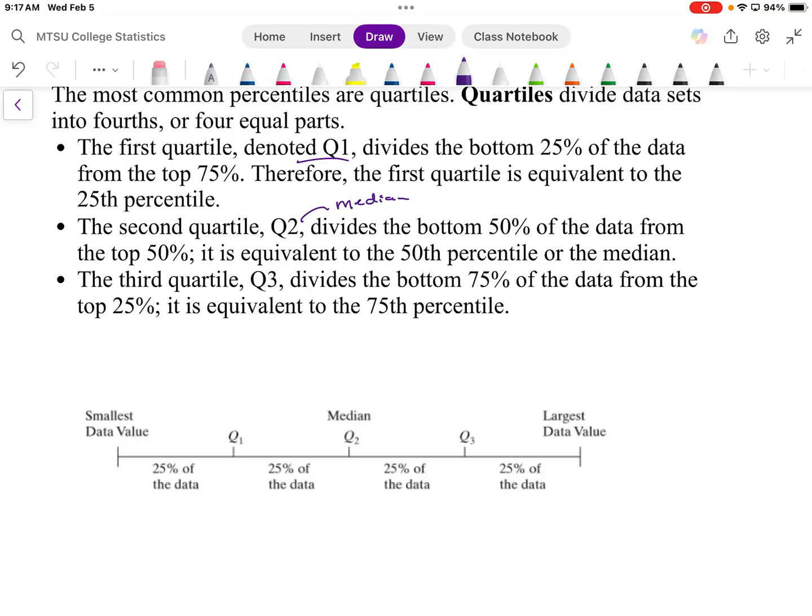And so here's just a little thing to keep in mind: the first quartile, Q1, is associated with the 25th percentile. Q3 is associated with the 75th percentile. The median, or Q2, is associated with the 50th percentile.